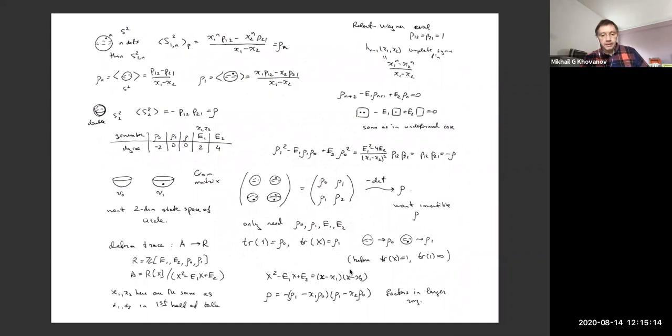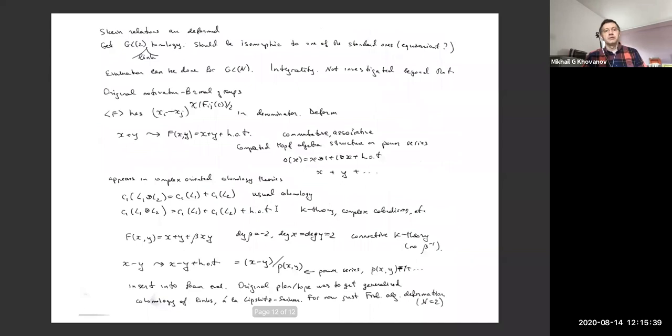And let me see, I want to say, maybe I'll skip this point. So we introduce this deformation. I can actually go to the next slide. So we introduced this deformation motivated by looking for a connection to formal groups.